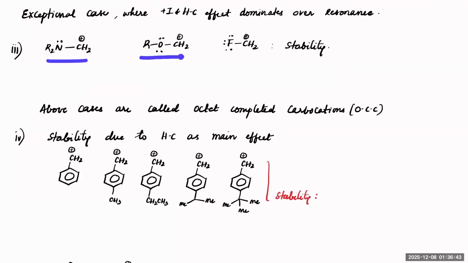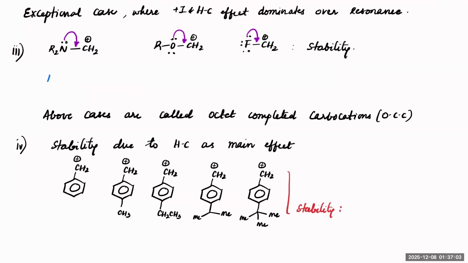Third case, where nitrogen, oxygen and fluorine are directly linked to the carbocation. In such a case, you can see resonance taking place: lone pair, sigma plus, that is a resonance. In case I have to write the resonating structures for the same, this is how they look. R2N double bond CH2 with a plus charge on nitrogen, RO double bond CH2 with a plus charge on oxygen, F double bond CH2 and a plus charge on fluorine. These are the resonating structures.